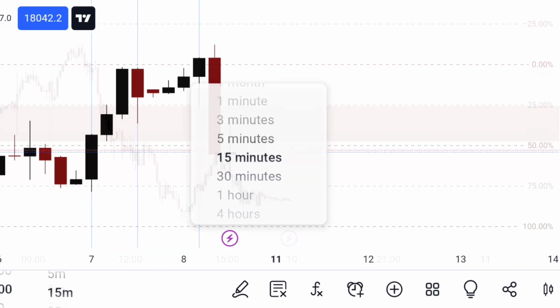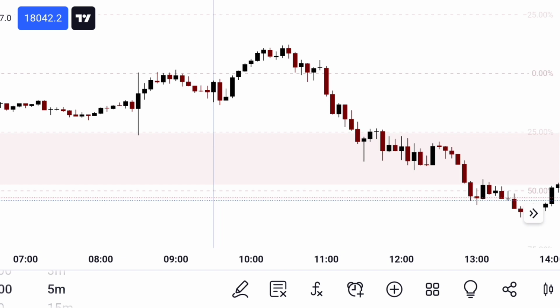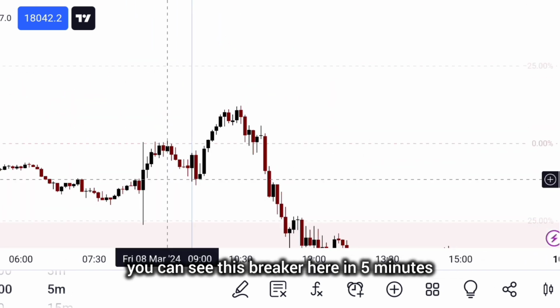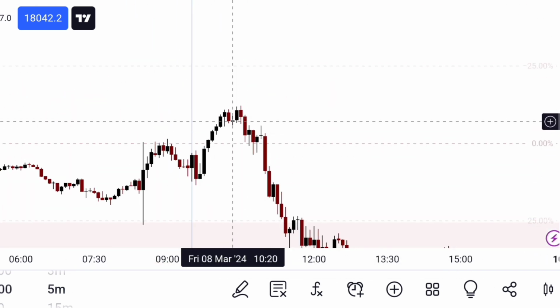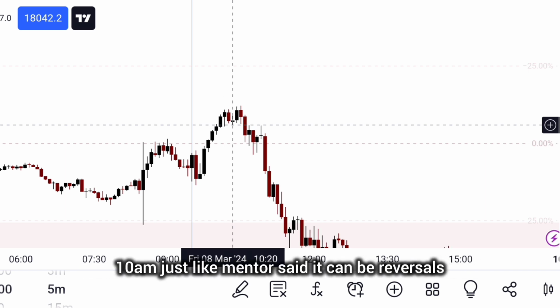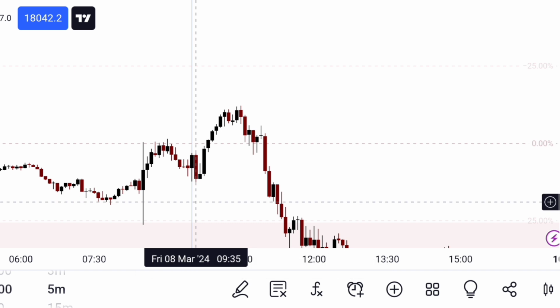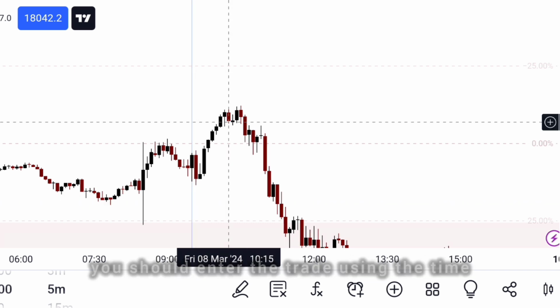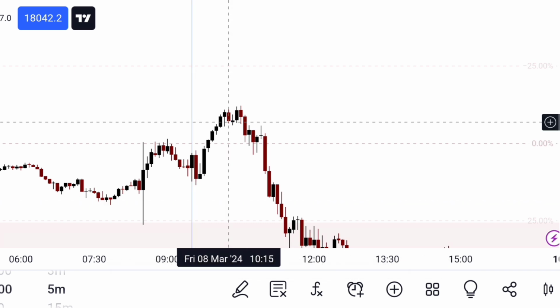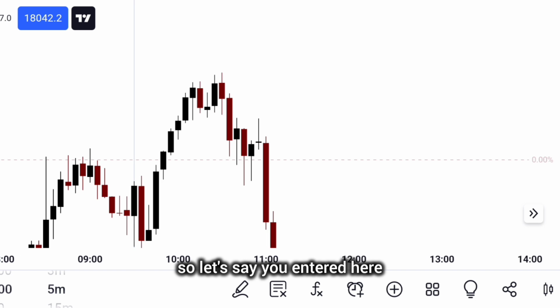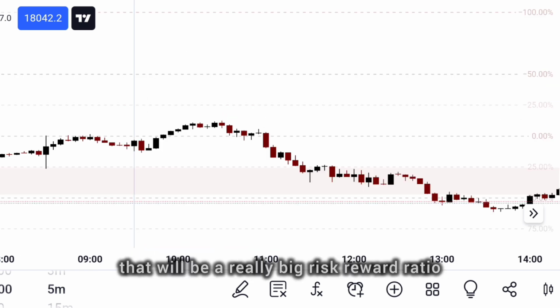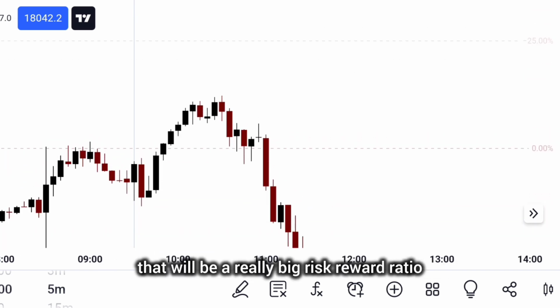But if you come in lower time frames, you can see this breaker here in 5 minutes. It happened at 10 a.m. At 10 a.m., just like Mentor said, it can be reversals targeting 9 a.m. liquidity pools. You should enter the trade using the time. So let's say you entered here, that will be a really big risk reward ratio.